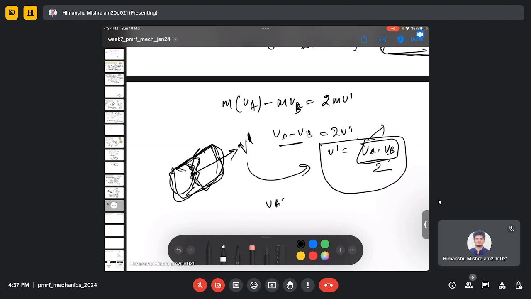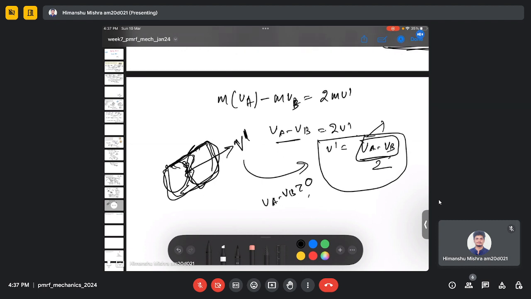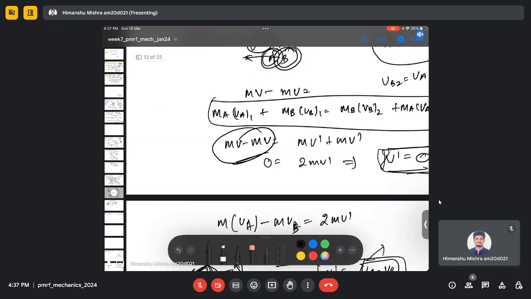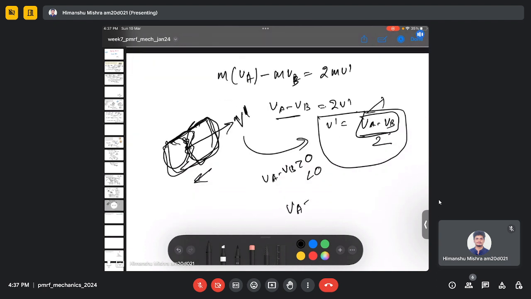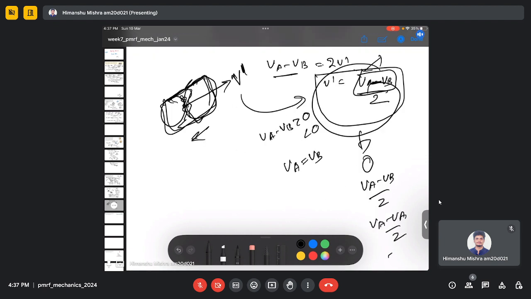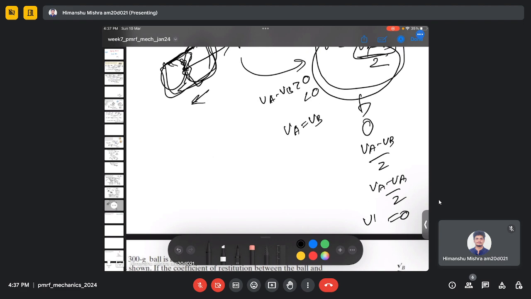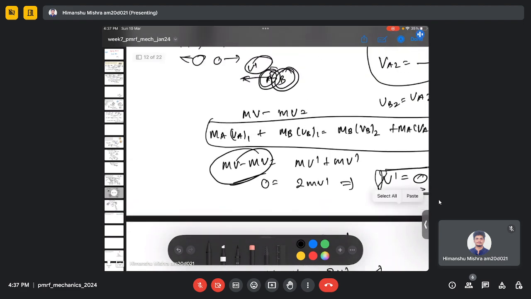So if VA minus VB is positive, then it will move in the right direction, and if it is negative, then it will move in the left direction. And above we have solved the special case for the velocity VA equals VB. So this equation will become 0, because VA minus VB equals 2 and VA minus VA is 2, which is 0. So this is my V dash. So only for the same mass and same velocity, the final velocity of a deformed object is 0, otherwise it will be non-zero.